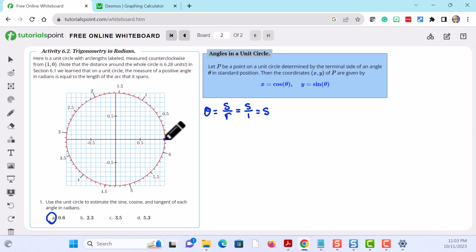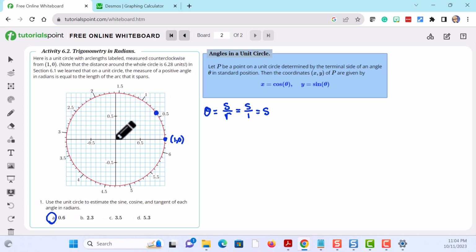So here's the point 1, 0. We're measuring counterclockwise. Notice that there's 6.28 or 2 pi radians in the whole circle. And so what we want to do is to locate an arc length of 0.6. So we go counterclockwise, get to 0.5. 0.6 corresponds with the tick mark right after that.